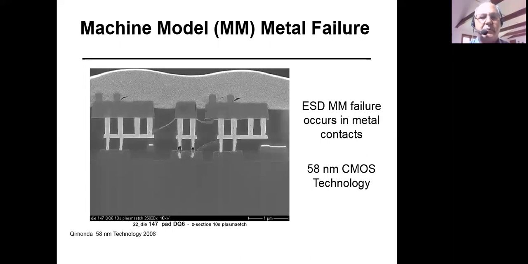Here's an example of a machine model failure. You can see in the middle of the plot, that's tungsten. The metallization is tungsten, and you could see that the tungsten was molten and went into the device. The melting temperature of tungsten is 3,400 degrees C, so you can see that that region is very hot. The first time I saw a tungsten failure was at a 58 nanometer technology node.